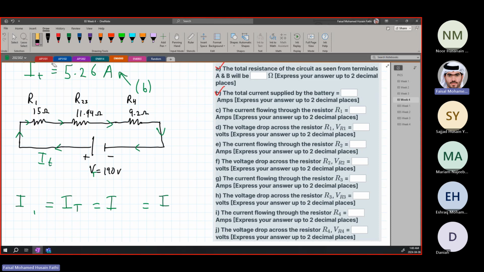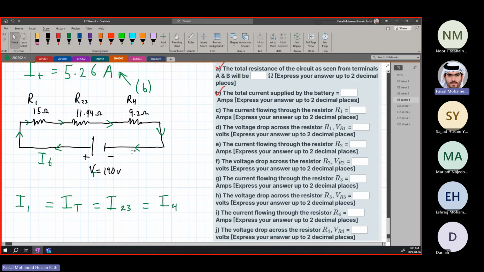Let me call these I1, I2, I3, I4 so you don't get confused. So I1 is equal to I total, equal to I4. Right? Do you guys agree? Do you guys understand what I'm saying here? The idea is that this is a fully series circuit. There are no other wires for the current to go into.